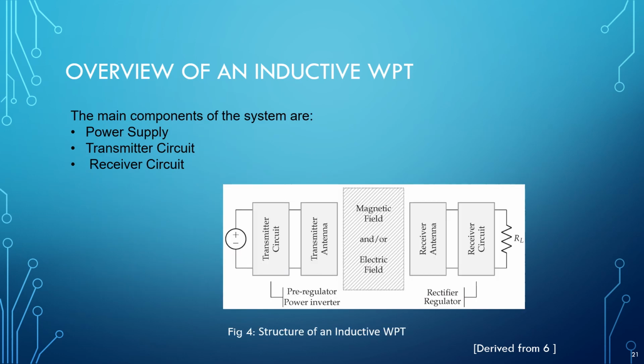The main components of this inductive WPT system are the power supply, then the transmitter circuit followed by the transmitter antenna, and the receiver circuit followed by the receiver antenna.